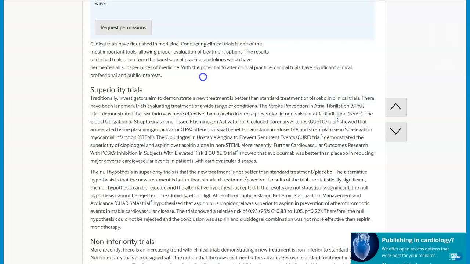Examples of this are the GUSTO trial, the SPAF trial, the NVAF, the CURE trial, the STEMI trial, the FOURIER trial, and the CHARISMA trial. Each of these are separate clinical trials that you can go into and better understand how clinical trials function. So I urge you to go through the FOURIER trial, the CURE trial, the GUSTO trial. Go through them. Make sure you understand how all the results look.